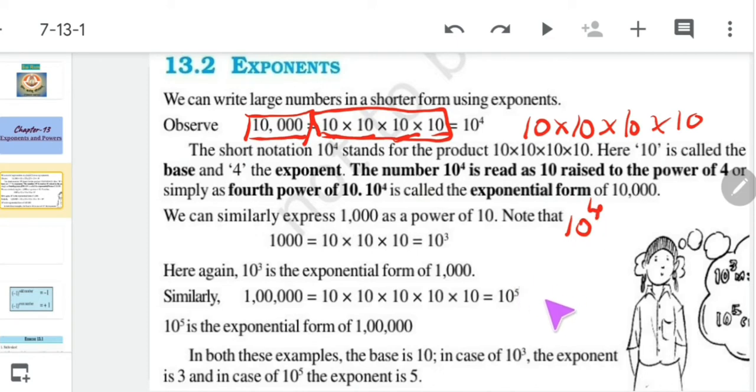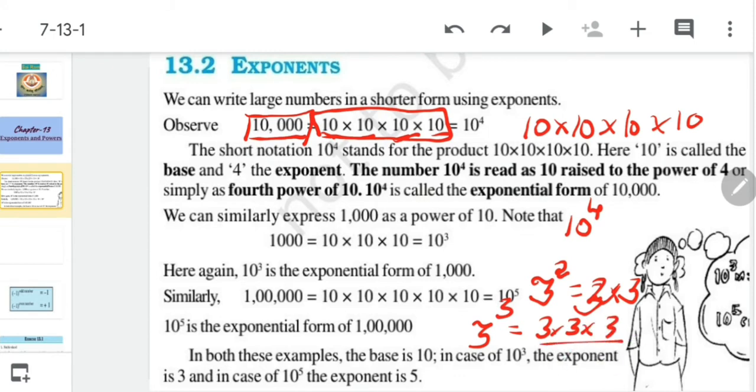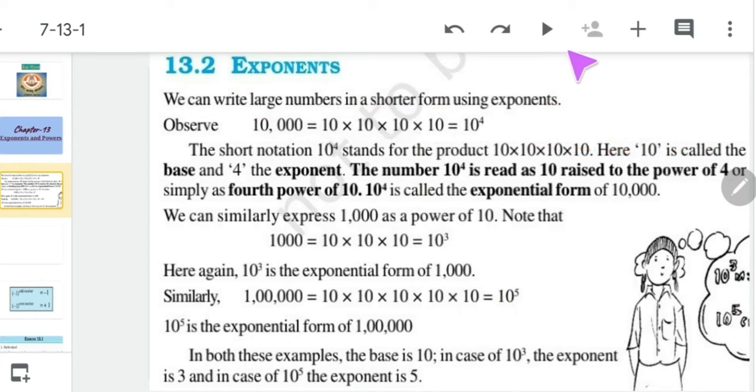As we all know that 3 square means 3 is multiplying with itself once, right? 3 cube means 3 is multiplying itself twice. Similarly, we can write 4 tens which are multiplying with each other. We can write them as 10 power 4. Okay. Now let's see what else.